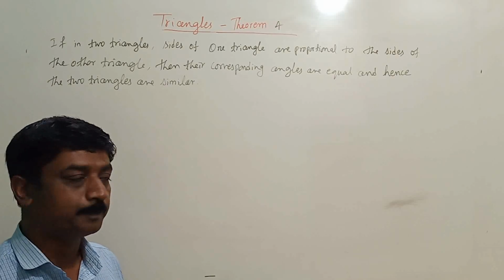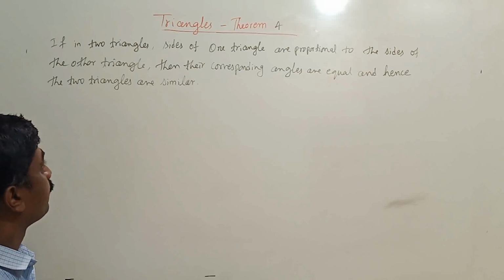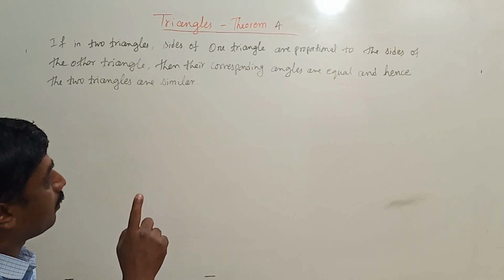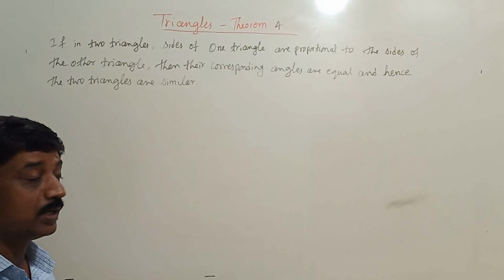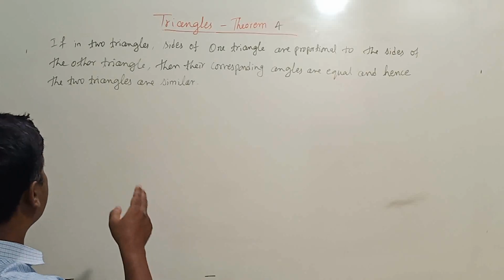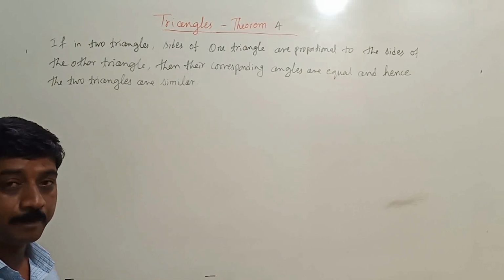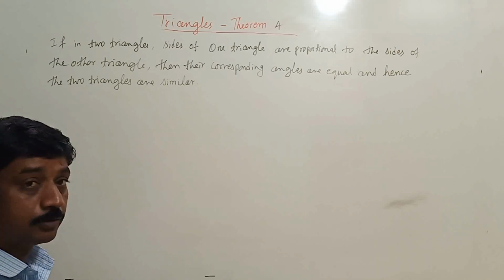Triangles Theorem 4. If in two triangles, sides of one triangle are proportional to the sides of the other triangle, then their corresponding angles are equal and hence the two triangles are similar. This is somewhat opposite to theorem number 3.